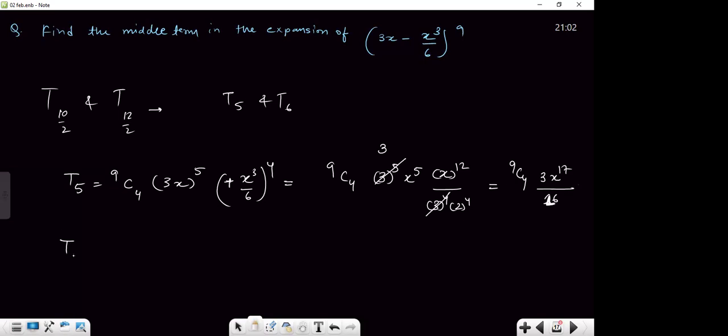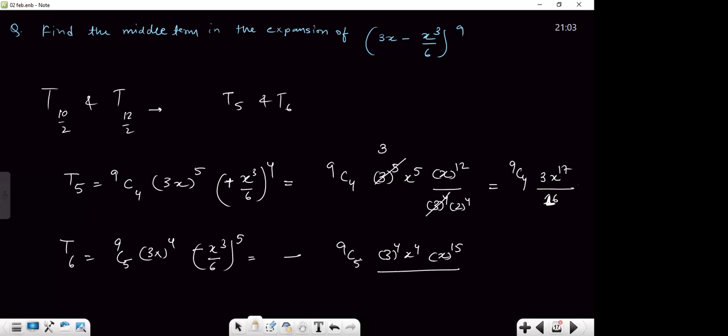There is another middle term, T6: 9C5 (3x) raised to power 9 minus 5, which is 4, into (minus x cubed divided by 6) raised to power 5. Now this time the minus sign will come outside because of the odd power. 9C5 3 raised to power 4 into x raised to power 4, x raised to power 3 into 5, 15, divided by 6 raised to power 5, which can be written as 3 raised to power 5 into 2 raised to power 5. It cancels by 3.